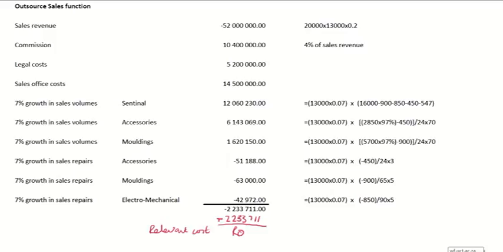Question 5a asks us, to what extent can the discount change, or what discount should we have in order to have a relevant cost of 0? So we know that we need to increase this analysis by 2.2 million, but to what extent can we do that by changing the discount?